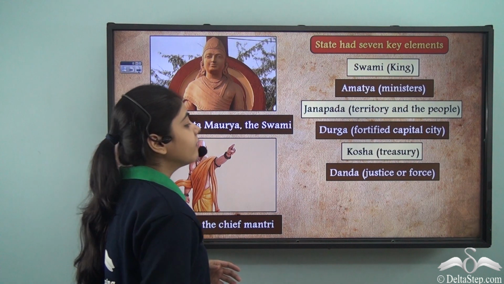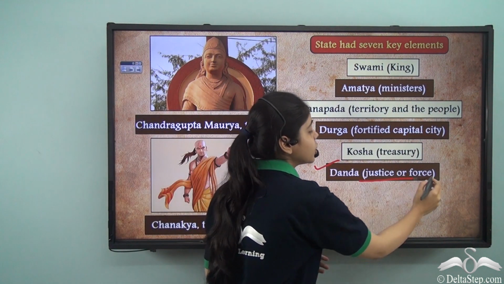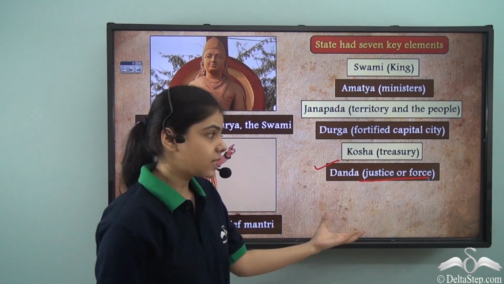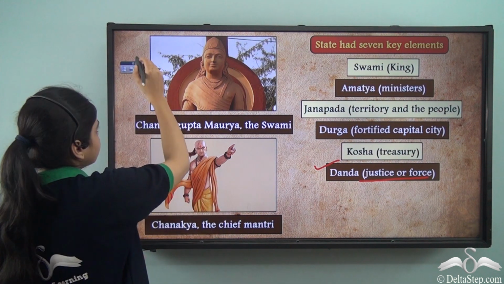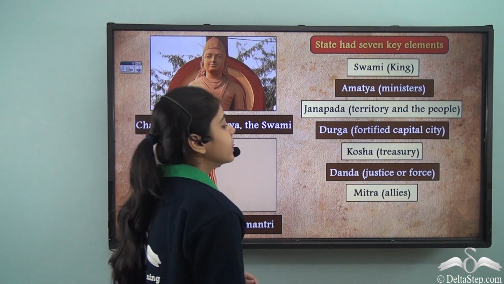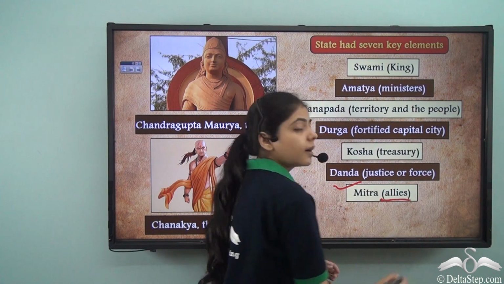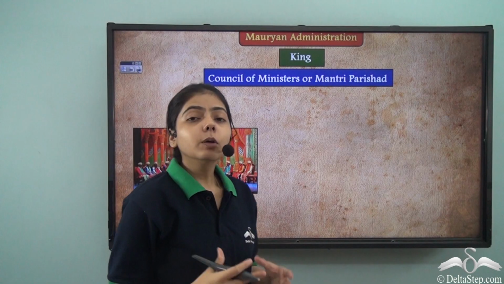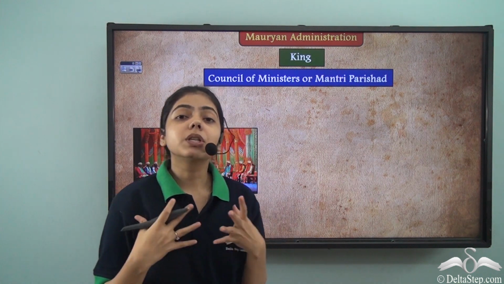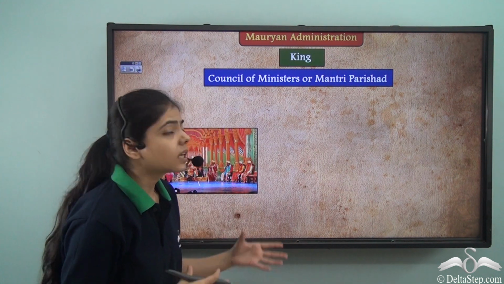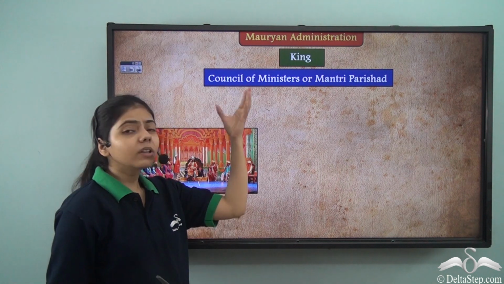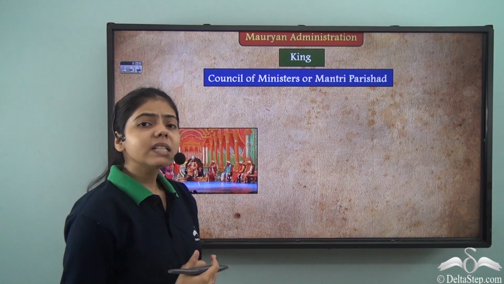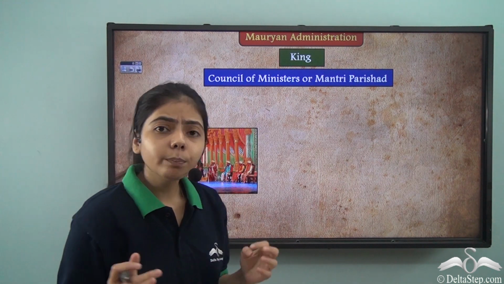The next we have Danda, or justice, because Danda means justice. The next that we have is Mitra, or the allies of the king at that time. Now the Mauryan Empire, as you already know, was huge, and obviously such a huge empire cannot be governed only by the king. So obviously he needed some help of other people.